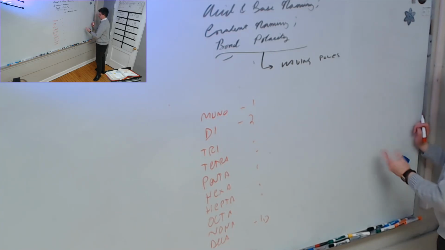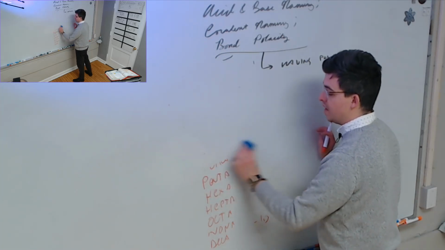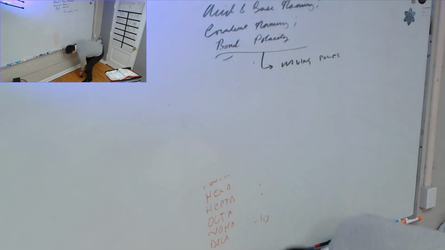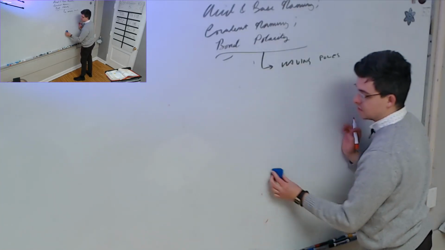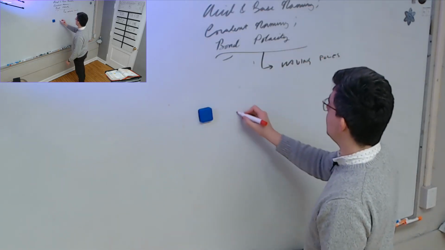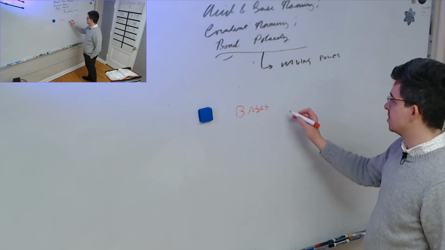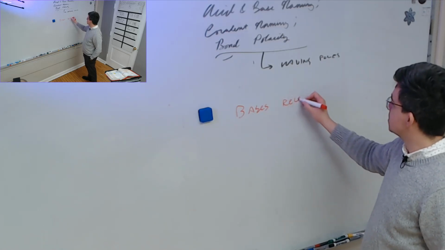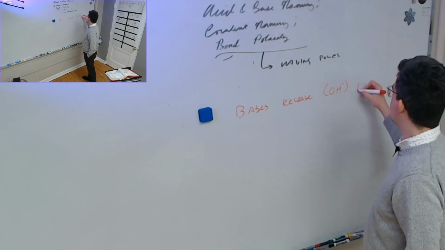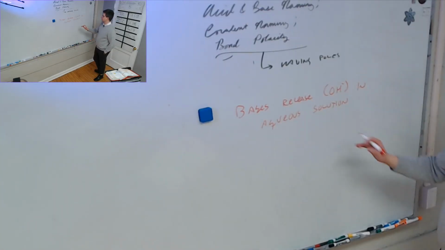Base naming should be really easy, depending on the kind of base we're talking about. If we're talking about the basic Bronsted-Lowry definition of base, it's just anything that has the hydroxide ion, and you already know that, so it's going to be named with ionic rules. I included bases with acids because I wanted to define it. There are different definitions, but the most basic definition of a base is that bases release hydroxide ions in aqueous solution.